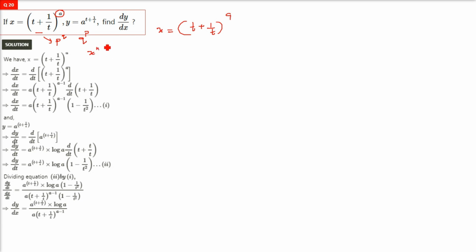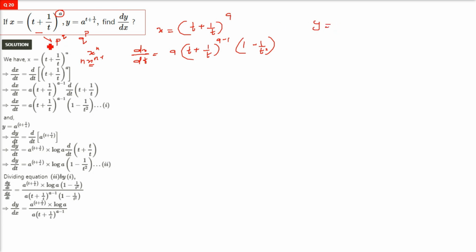So x to the power n differentiation is what? It is n x to the power n minus 1. Similarly, we'll do it here also. dx by dt will be a (t plus 1 by t) to the power a minus 1. Now differentiation of t plus 1 by t, what will it be? It will be 1 minus 1 by t square. t is 1, and 1 by t is minus 1 by t square.